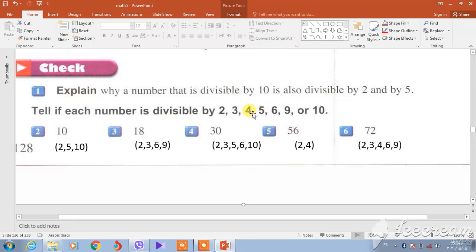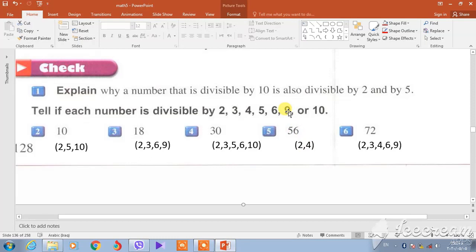Divisible by 4? Yes, because if we take the last two digits of 56 and divide by 4, we get 14, so it is divisible by 4. Divisible by 5? No, because the last digit is not 0 or 5. And divisible by 6? No, because it's not divisible by 3.